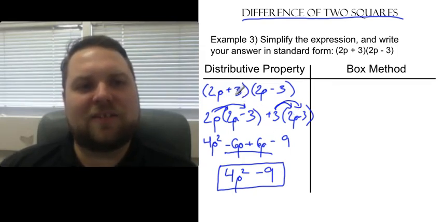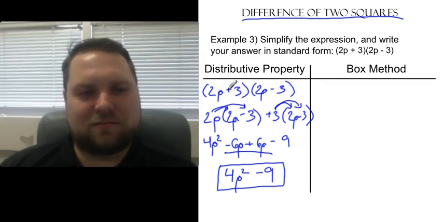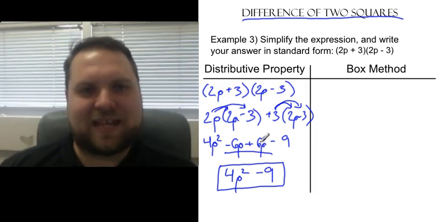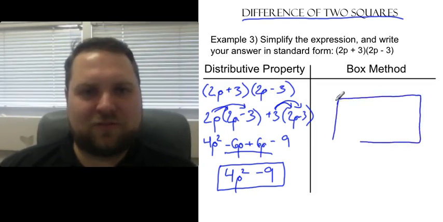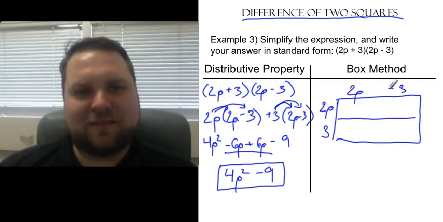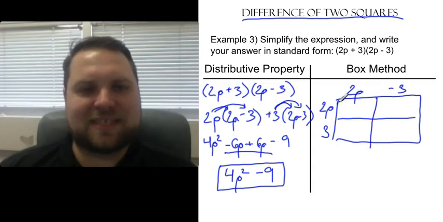But just be aware that if we have this situation where it's something plus a number and then the same thing minus that same number, we can have a situation where the middle cancels out. We can see this in the box method as well, and I will jet through this pretty quickly because I think, or I hope anyway, you're getting the idea. 2p and 3 over here. 2p and negative 3. Don't forget the signs. That's where you mess this up.